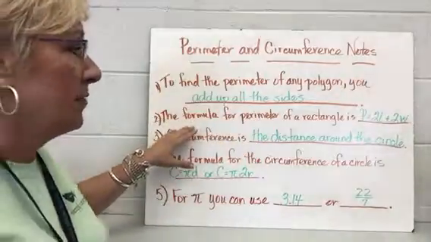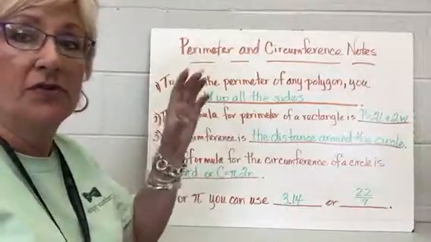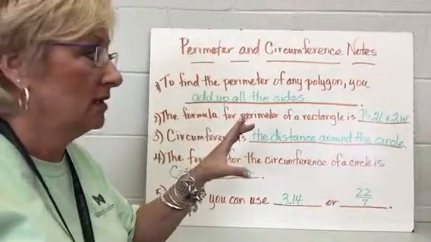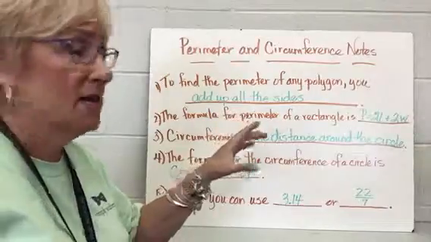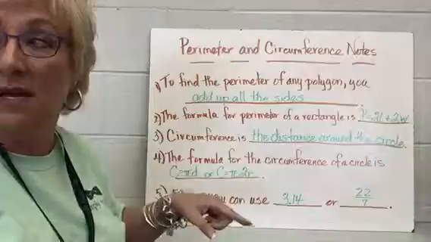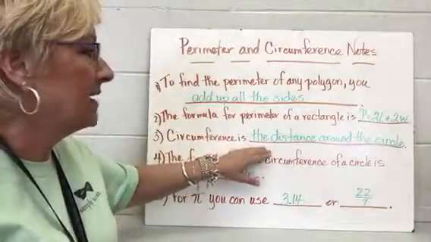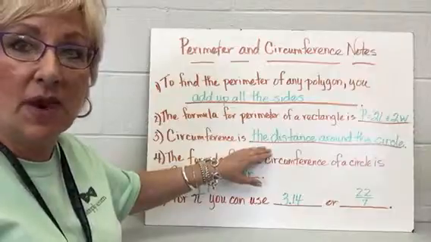The formula for the perimeter of a rectangle is to add up all the sides, or you know that you've got two equal lengths and two equal widths. So you're going to say perimeter equals 2 times the length plus 2 times the width. You're adding them together. Circumference is the same thing as perimeter. It's just the distance around a circle.